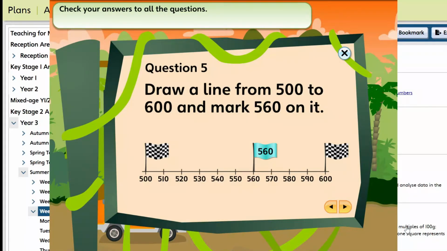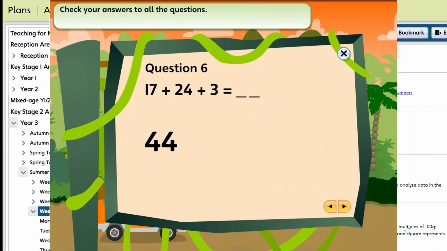Your line hopefully should look something like that. You don't have to have put all the other 10s in. That is just going to show you. So it will be slightly past halfway. Question 6. 44. So again, I would have added 17 and 3 to give you 20. And 24 onto 20 is 44.